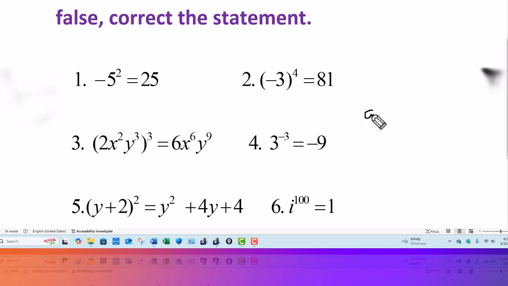Now for number 4, it's just dealing with negative exponents. If you have some base a taken to a negative power, that's the same thing as 1 over a to the positive n. So it takes us to the denominator. So for something like this, it's not -3 times 3. This would be 1 over 3 to the 3rd, which is 1 over 27. So this one's false.